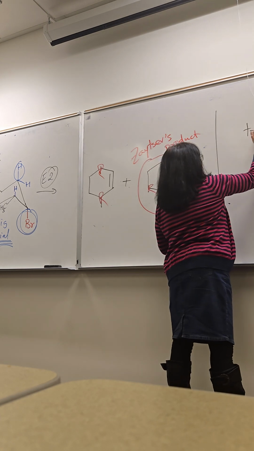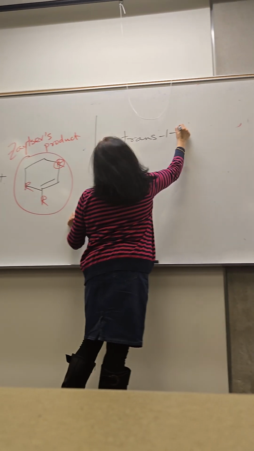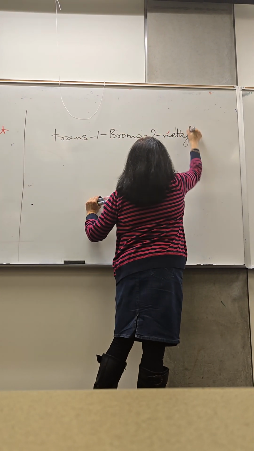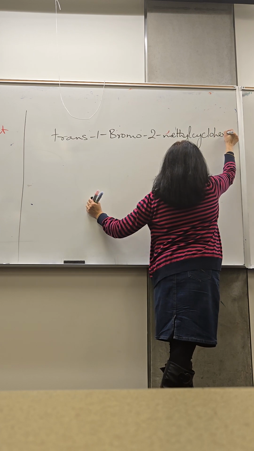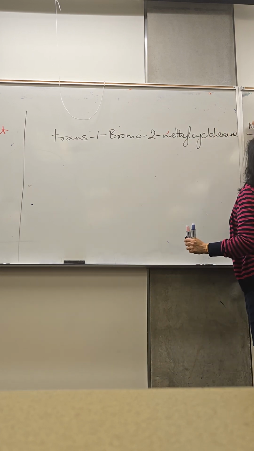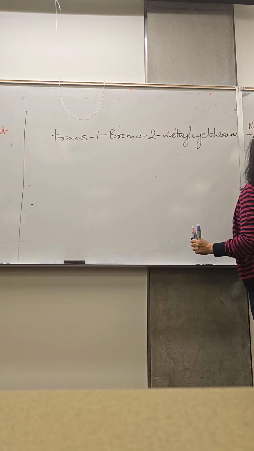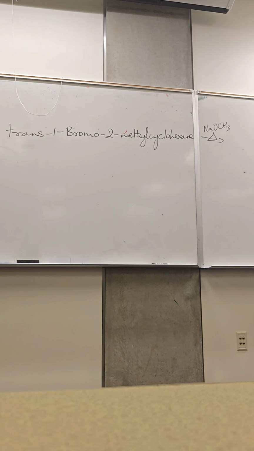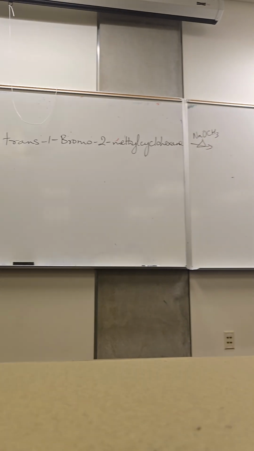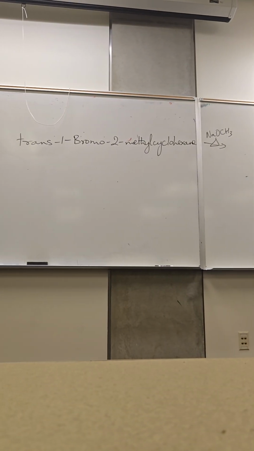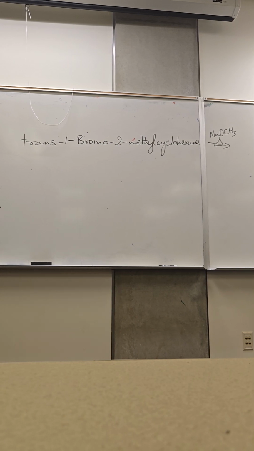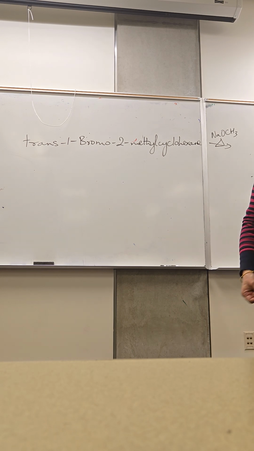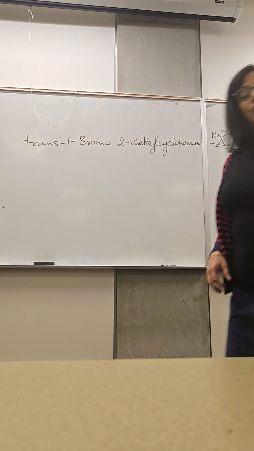So then, what about the trans? One bromo, two methyl. What about that? Is it the same as the one option? Tell me which one. Which is the option? What will you get? What will you not get? Well, the methyl would be in the axial position. There you go.